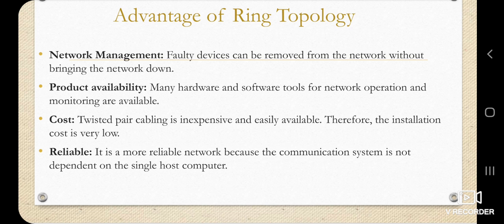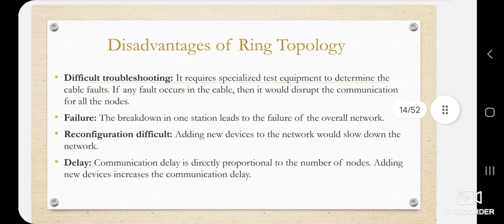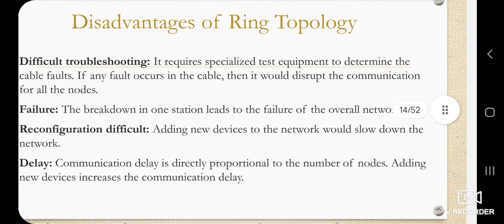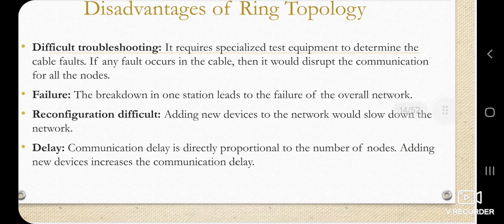Reliable. It is a more reliable network because the communication system is not dependent on the single host computer. The next is the disadvantages of ring topology: difficult troubleshooting. It requires specialized test equipment to determine the cable faults. If any fault occurs in the cable, then it would disturb the communication for all the nodes.